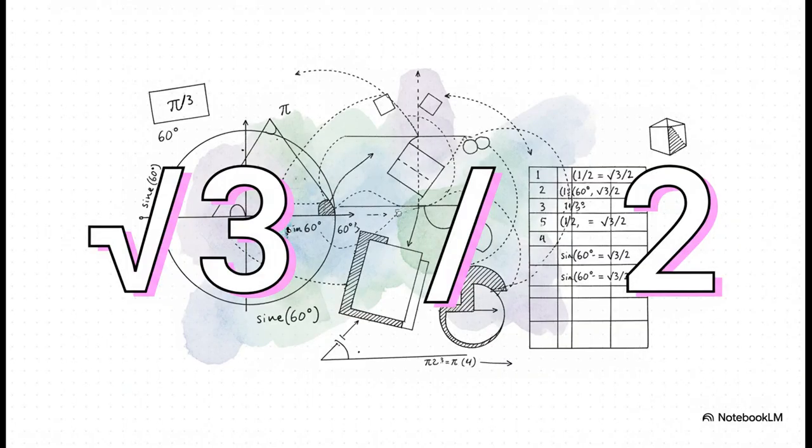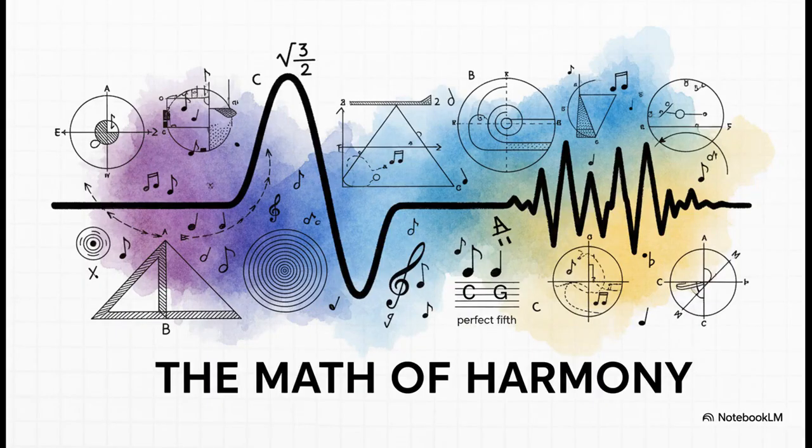Look at this number again, the square root of 3 over 2. We just used it a minute ago. It's the sine of 60 degrees. It seems like just another number from our chart. Or is it? Here's where it gets amazing. That number, which is about 0.866, is also the precise frequency ratio for what musicians call a perfect fifth. It's one of the most stable, fundamental, and pleasing sounds in Western music. The sounds we find harmonious are literally governed by the same math we find in the unit circle. It is the mathematics of harmony.